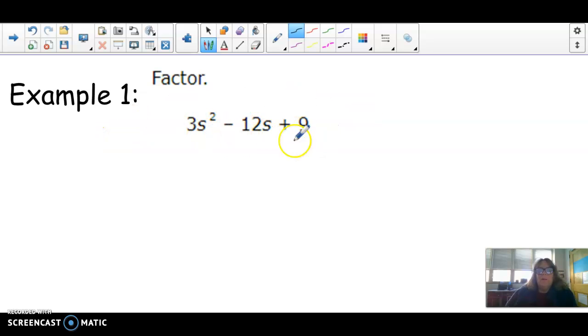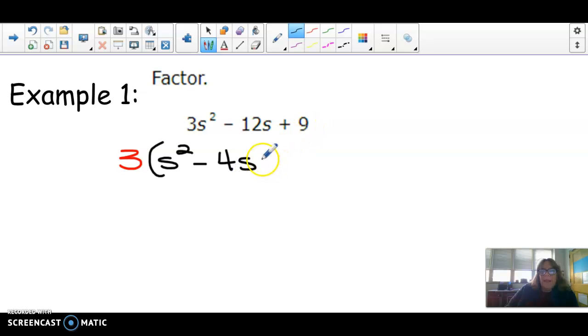So I want you to look at all three of your terms, and all three of your terms are divisible by 3. So we can take a 3 out of everything. 3s squared divided by 3 leaves us with s squared. Negative 12s divided by 3 leaves us a negative 4s. And 9 divided by 3 leaves us with 3. Now we can't forget that 3. We always have to keep bringing that 3 down because that is part of our answer.